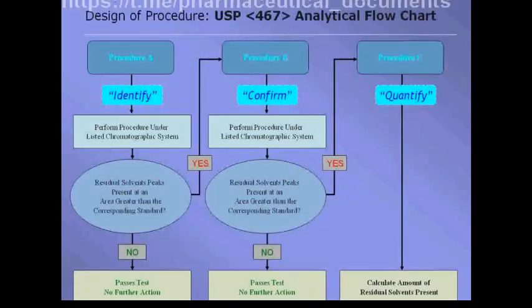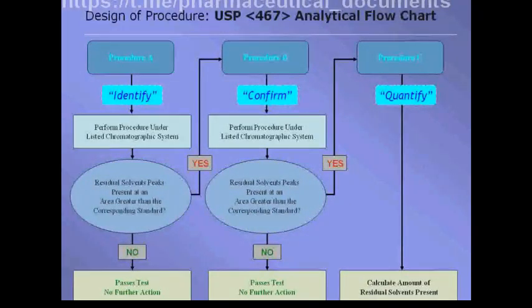The analytical flowchart for USP 467 is actually quite complex. Because we're dealing with a limit test, what we're going to do is run our analytes in procedure A, and we will discuss in detail each of these procedures. But the first thing we do is run procedure A, and I call this identify, because what we're going to do is look for the identification or the matching of any residual solvent peaks in our test article with our test solutions. If any of those correspond with each other, we then have to move forward in the analysis.